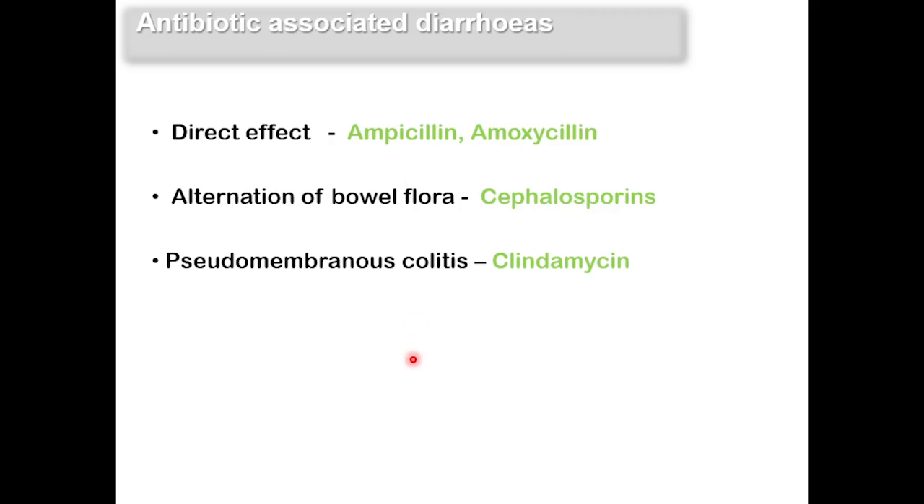There is a phenomenon known as antibiotic associated diarrhea also. Sometimes this diarrhea is a direct effect of antibiotics like ampicillin and amoxicillin, and sometimes it is due to alteration of bowel flora like in cephalosporins, and sometimes it is due to pseudomembranous colitis due to antibiotics like clindamycin. So antibiotic is more of a cause of diarrhea than a treatment of diarrhea.